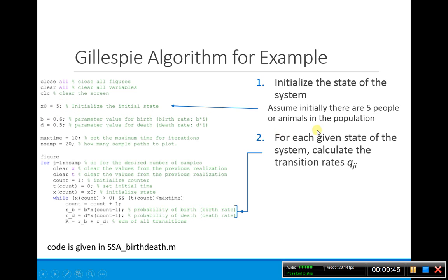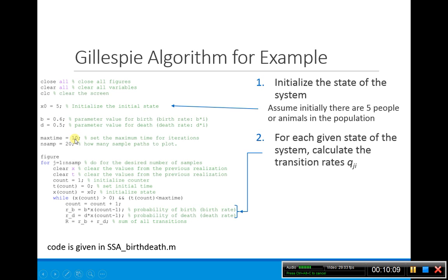And then what's the second step of the Gillespie algorithm? Well, the second step is way down here, to calculate the transition rate as q_ji. So here I have to initialize my B and my D, because remember this is a simple birth, simple death. So I need to know what B is. So here I'm going to just assume that there's slightly more birth than there is death. So this is slightly larger than this is.